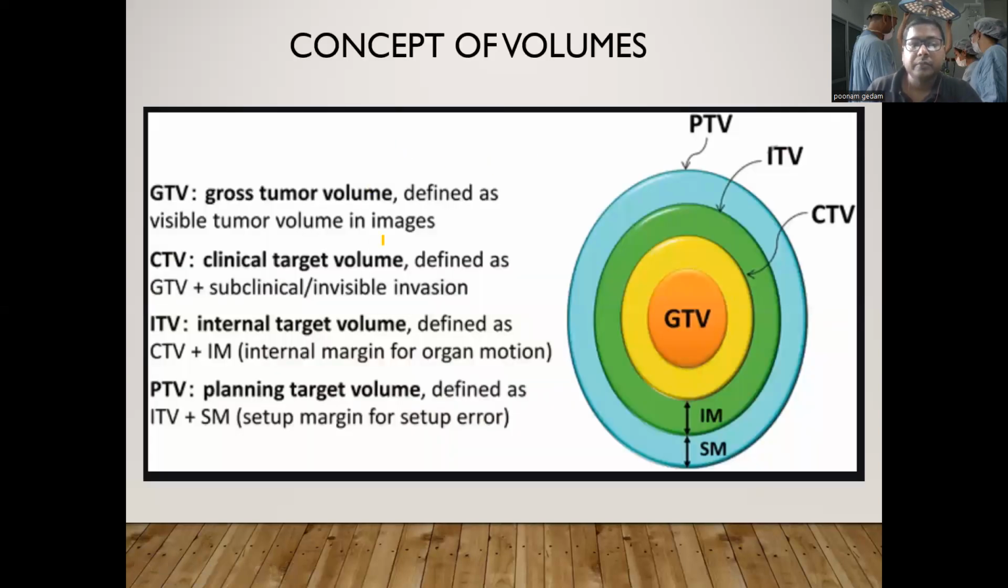So what's the concept of volume? We'll see 4 terms related to the volume. GTV, gross tumor volume, defined as the visible tumor volume in images. CTV, clinical target volume, defined as gross tumor volume plus subclinical invisible invasion. You can see that this is CTV. ITV, internal target volume, defined as CTV plus IM, where IM is internal margin for organ motions. PTV, planning target volume, defined as ITV plus SM, setup margin for setup error.